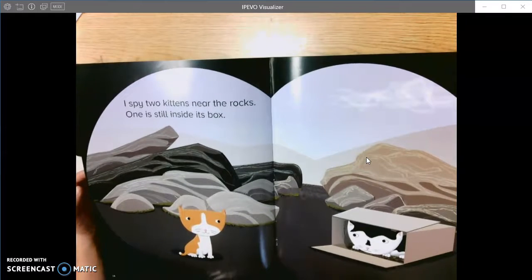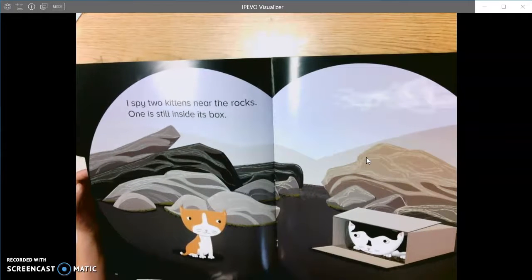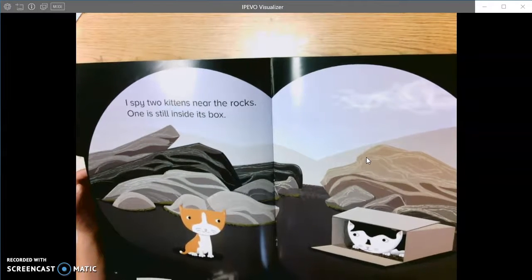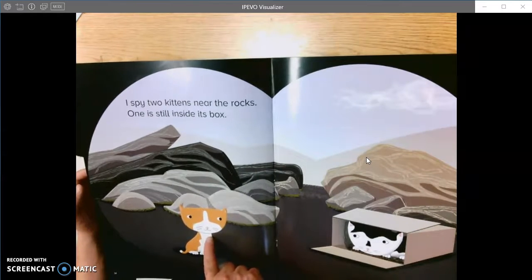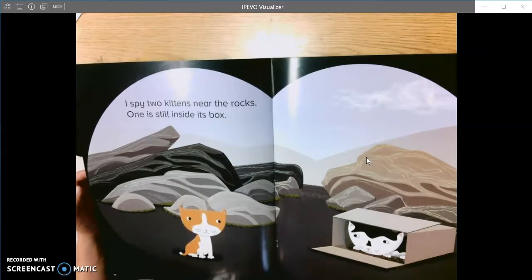I spy two kittens near the rocks. One is still inside the box. Now, which one is still inside the box? This one is outside of the box, and this one is inside the box.